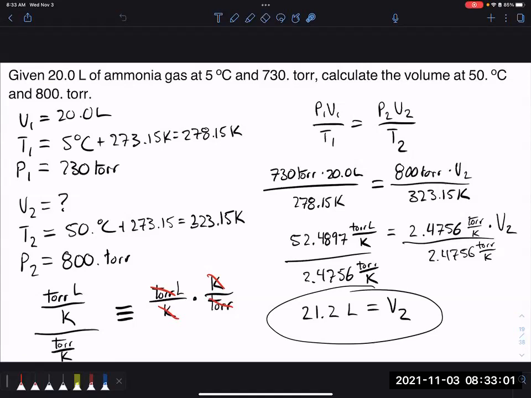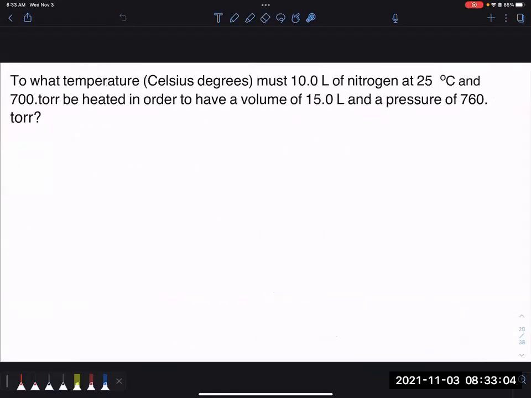So we did this problem where we had our ammonia gas, and we'll move on to this one. Again, the steps when you're going through a problem like this: you read through it once and then write down all of the numbers that it's giving you and line them up with the variables. We want this in Celsius, so that's important, so let's highlight that. To what temperature must 10 liters of nitrogen at 25 degrees C and 700 torr be heated in order to have a volume of 15.0 liters and a pressure of 760 torr?